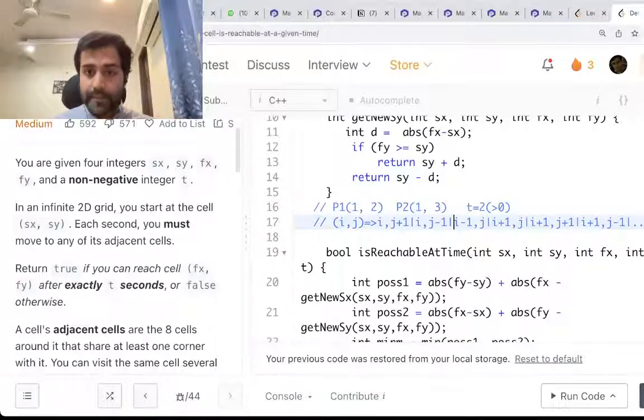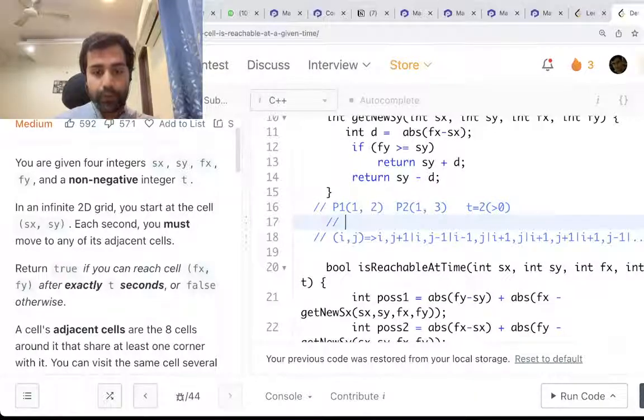But in the question the value of t is 2, and you have to tell me, can I move from P1 to P2 after exactly 2 seconds or not? The answer is yes. And how I can do that is, instead of directly moving from 1 2 to 1 3, which I can, I'll move from 1 comma 2 to the cell towards its right side. Now what will be the coordinate of the cell towards the right side, I mean, if you move along the x-axis?